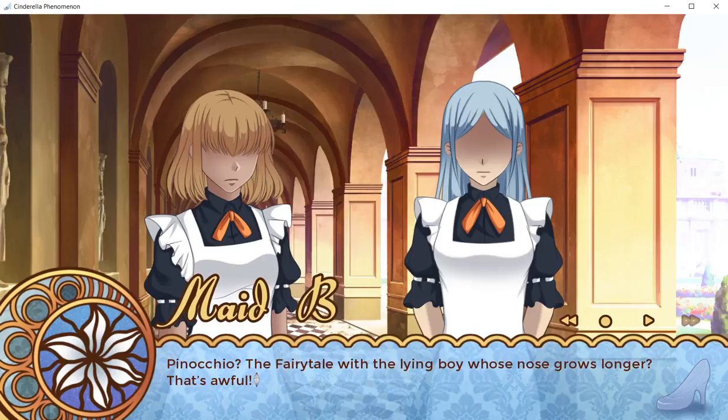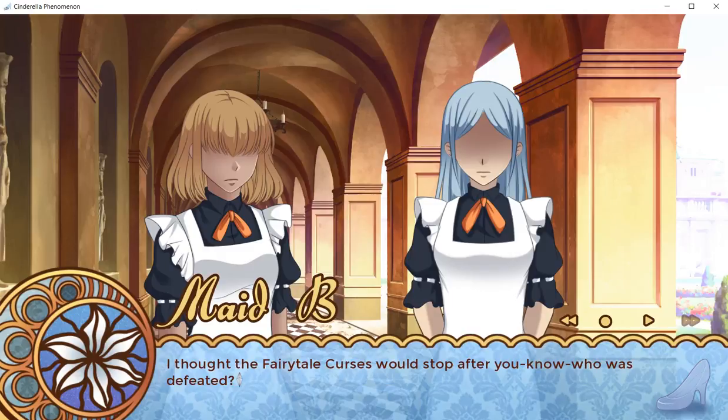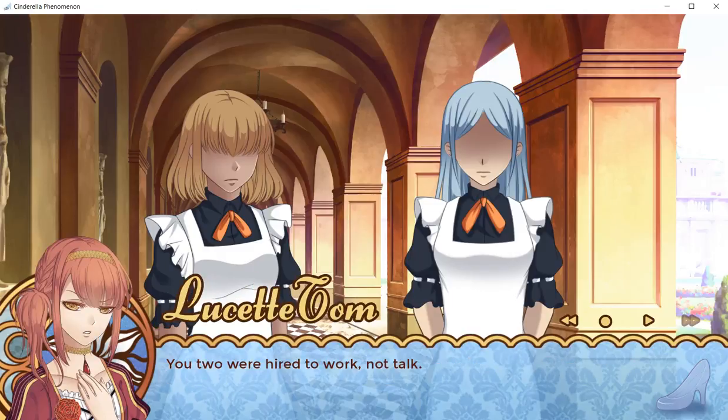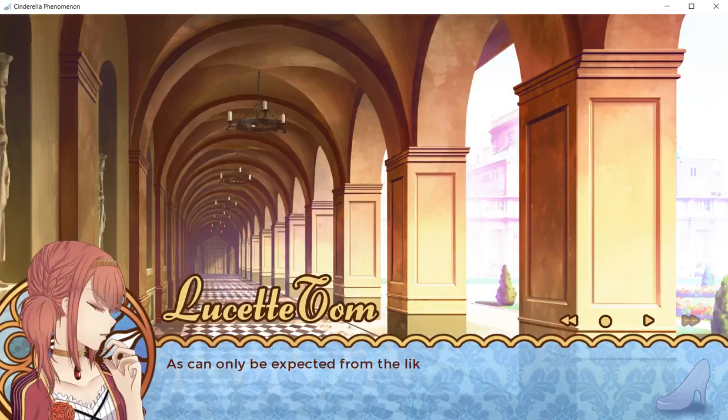Pinocchio, the fairy tale with the lying boy whose nose grows longer? That's awful. You know, more and more people have been getting cursed lately. You think those wicked witches are up to something again? I thought the fairy tale curses would stop after you-know-who was defeated. You two were hired to work, not talk. We're sorry, Your Highness. As can only be expected from the likes of them.